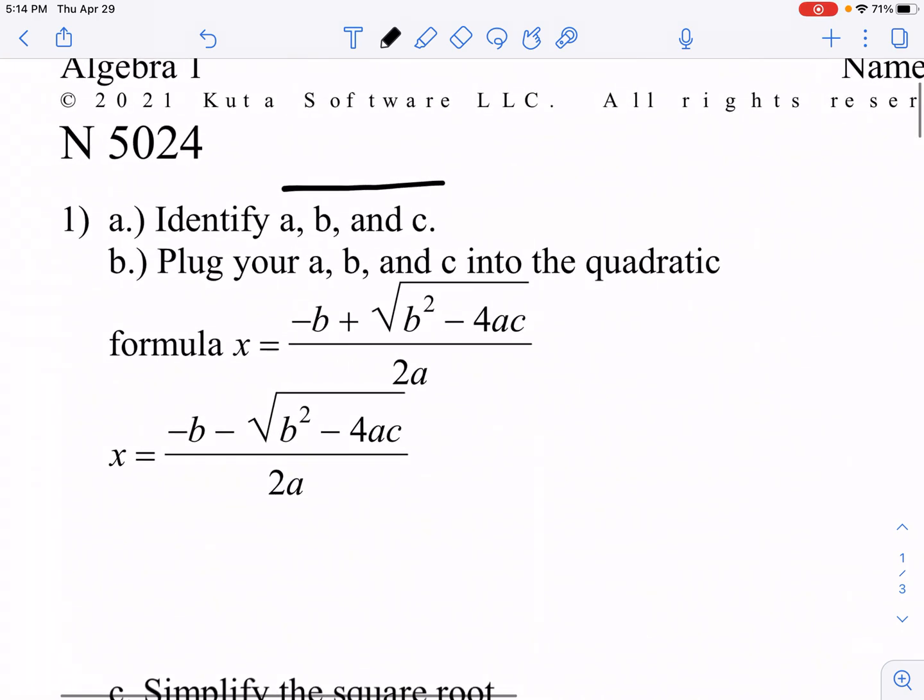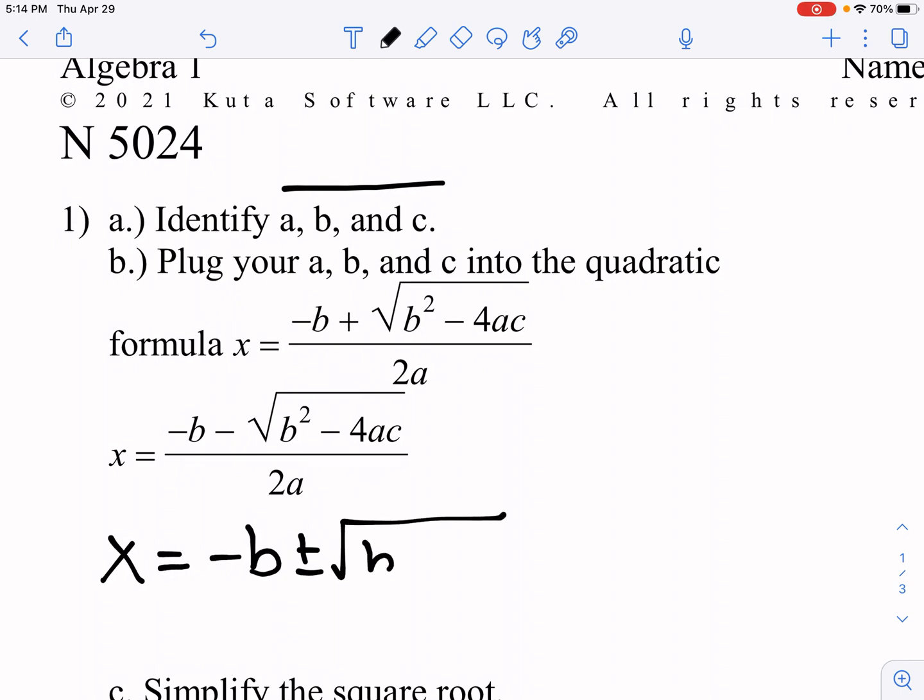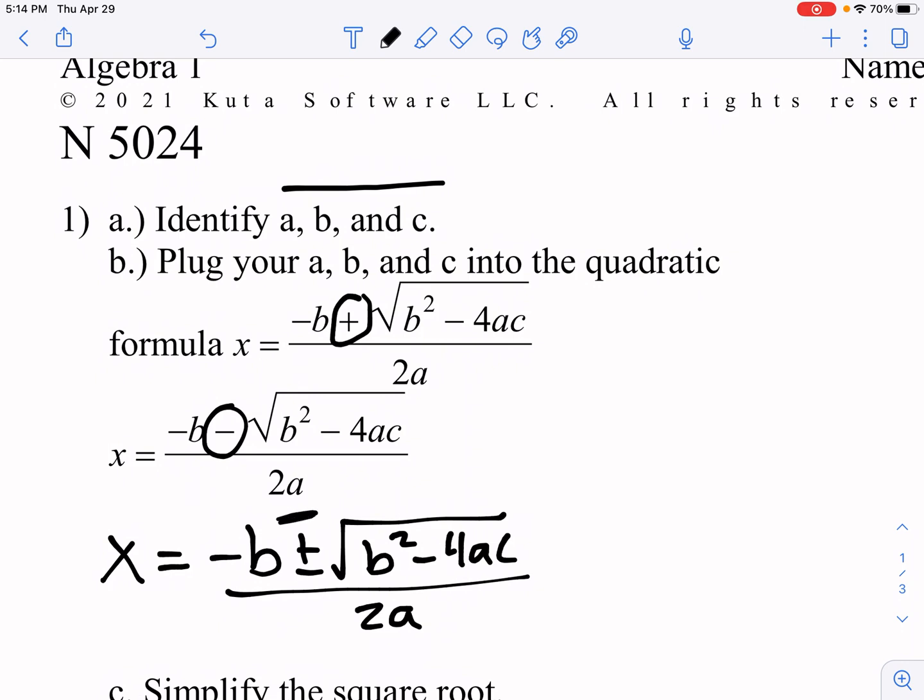Now, I broke this apart as two equations because of the software, but as one equation, this would be written as negative b plus or minus the square root of b squared minus 4ac, all over 2a, okay? So the only difference here is there's going to be two answers. So this has a plus and this has a minus. That's the only difference between those. And normally we just write it together, like a plus or a minus, as one equation, okay?